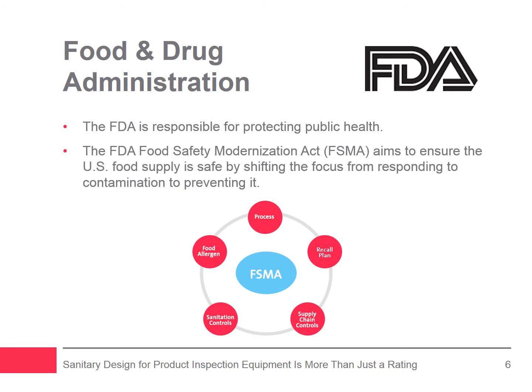The FSMA's final rule for preventive controls for human food sets requirements for a written food safety plan that includes preventive controls. Measures are required to ensure that any hazards requiring a preventive control will be minimized or prevented. This includes process, food allergen and sanitation controls, as well as supply chain controls and a recall plan.